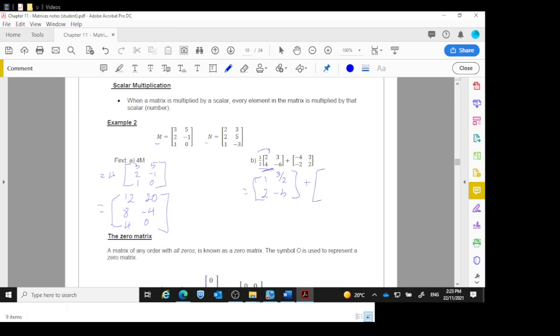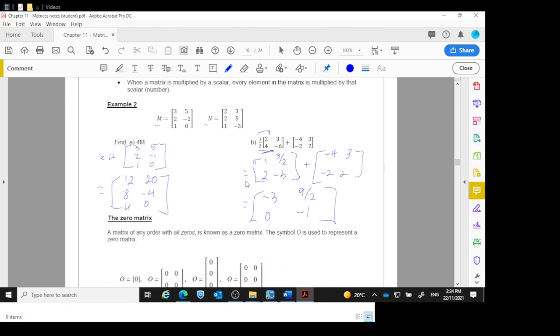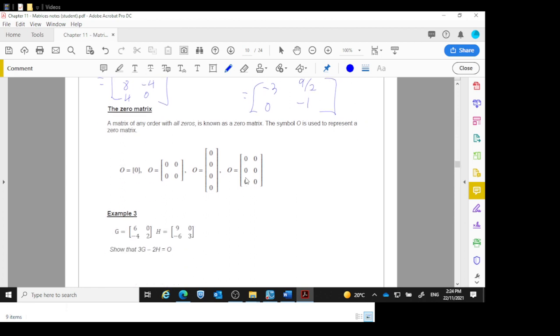Now I am going to add that. You've got to keep using your BODMAS. Okay, the times was first. Now that I add that, I get 1 plus negative 4, 1 minus 4, negative 3. 1 and a half plus 3 is 4 and a half. 4 and a half is 9 divided by 2. 2 plus negative 2, 2 minus 2, 0. And negative 3 plus 2 is negative 1. Again, as I said, you can just type all that into your calculator and still get it.